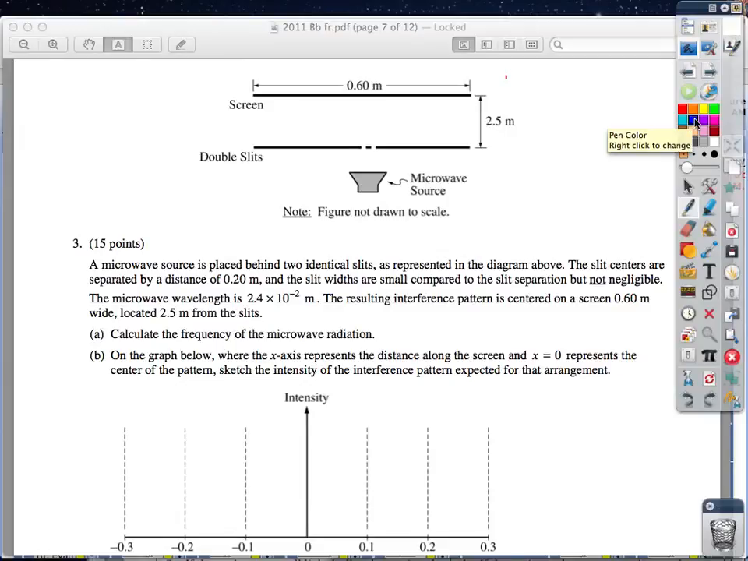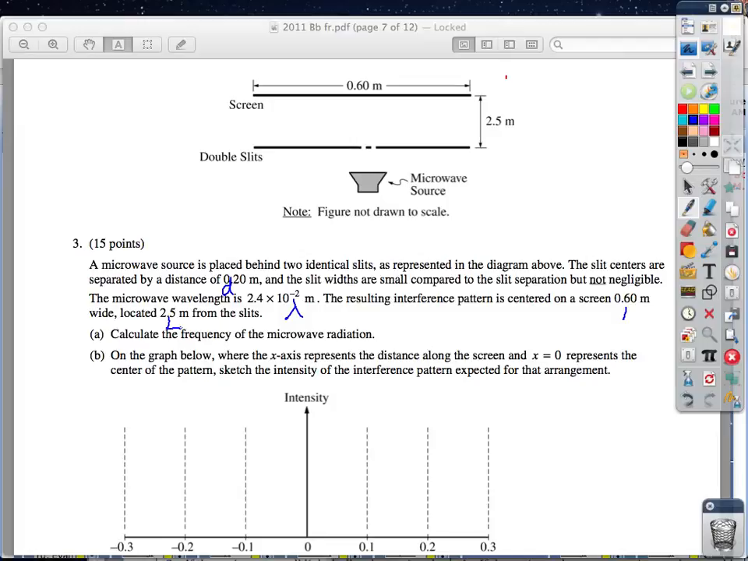Okay, so a microwave source is placed between two identical slits. As represented, the slit separation is D, the microwave wavelength is lambda, and this is L. Calculate the frequency of the microwave radiation.